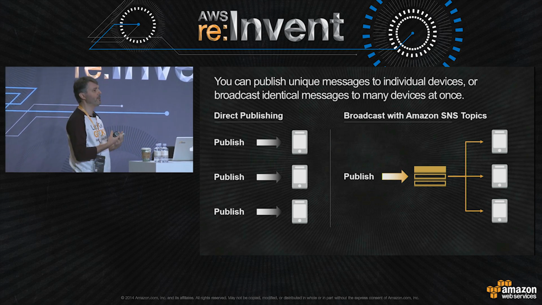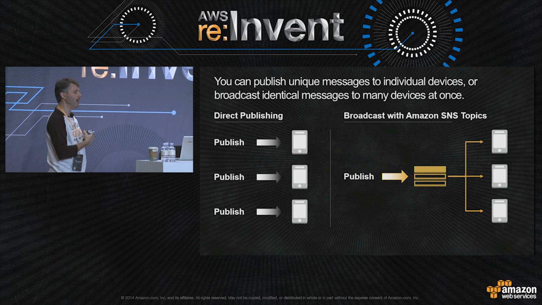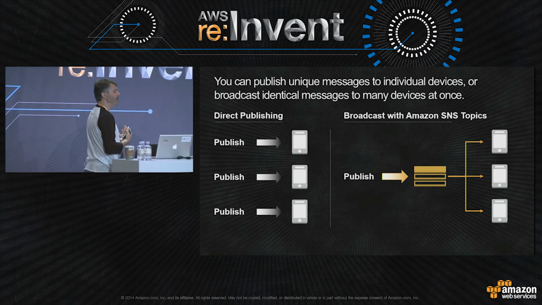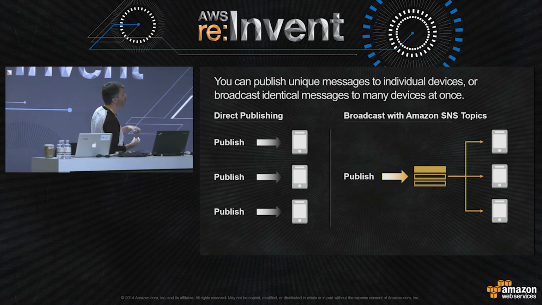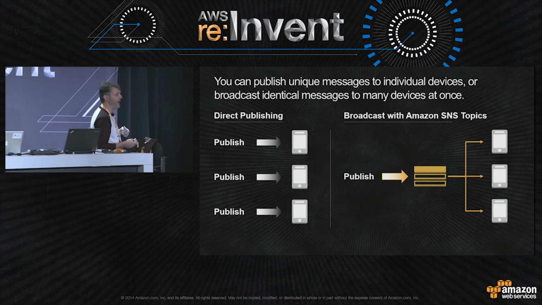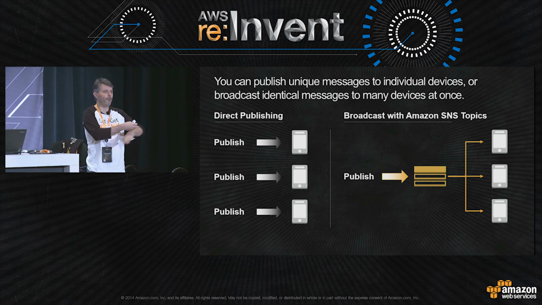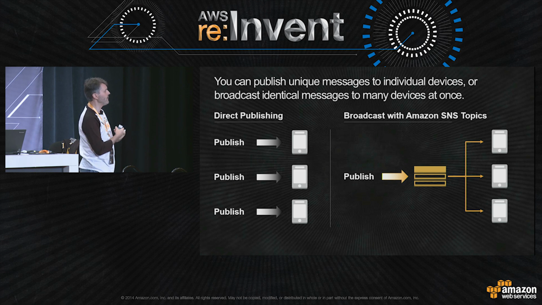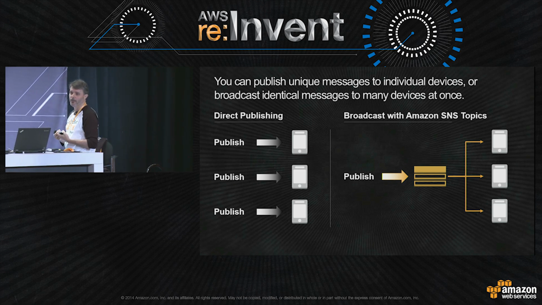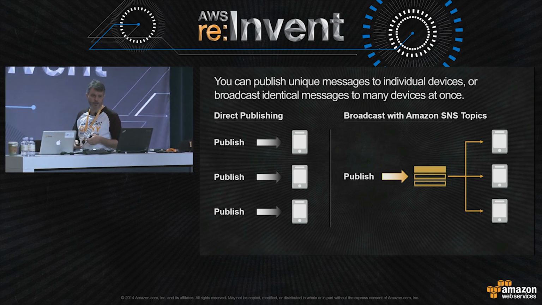You can also broadcast messages to multiple users. Remember, at the very heart of SNS, it's a publish-subscribe mechanism, so you can create a topic and link multiple devices to one single topic. So when you post a message to the topic, SNS will fan out the message, will broadcast the message to all devices registered to that topic, if you want to communicate something to many of your users in one single message.